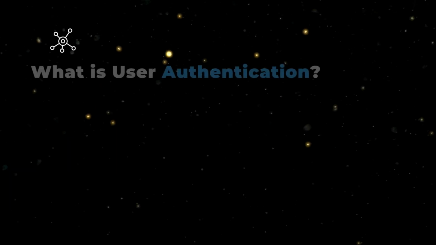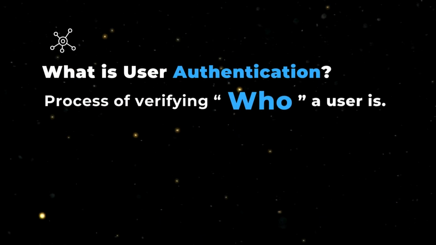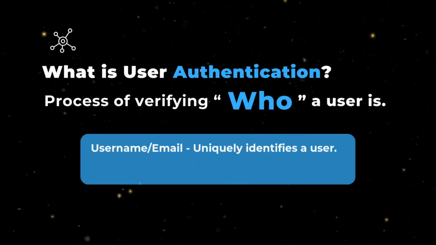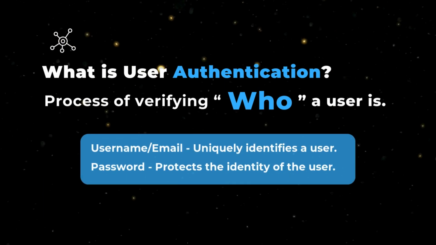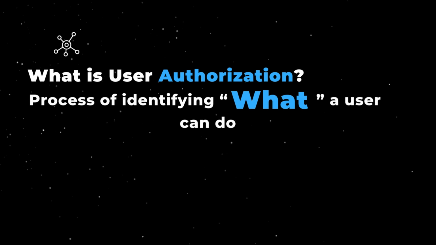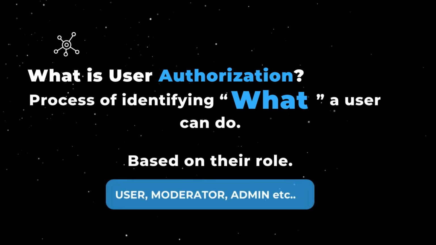So, user authentication is a process of verifying who a user is, usually done with username or email, which uniquely identifies the user, and then a password, which protects the identity of a user. And authorization is a process of identifying what a user can do based on their role. And this role can be user, moderator, admin, anything.